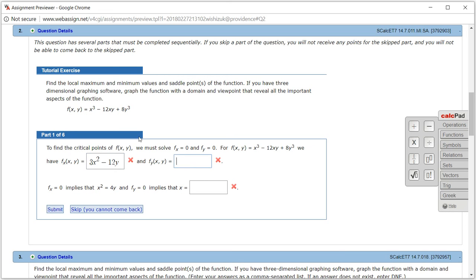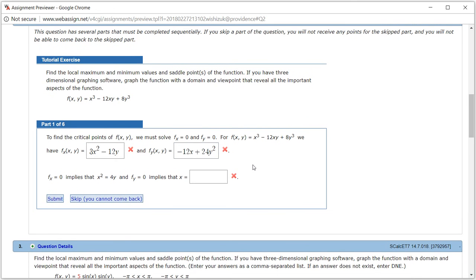The partial of x cubed with respect to y is 0, since it's considered to be a constant. The partial of negative 12xy would be negative 12x. Then the partial of 8y cubed would be 3 times 8, 24y squared. So we got that.